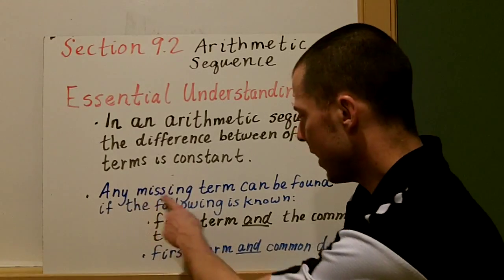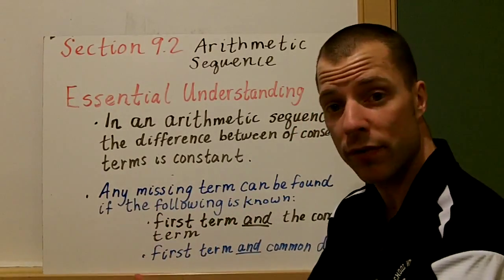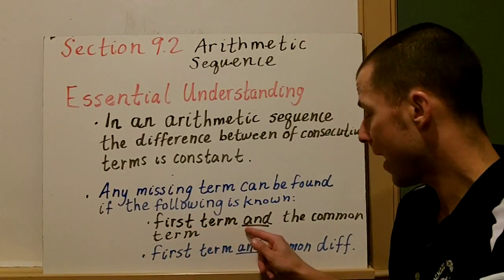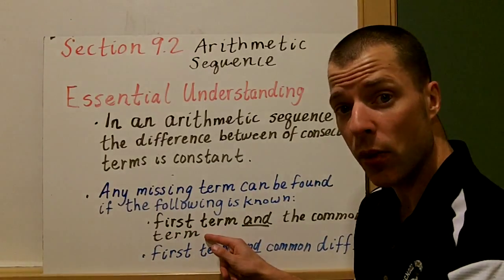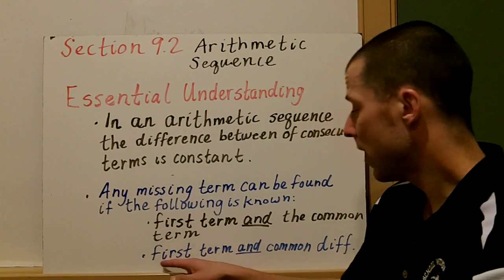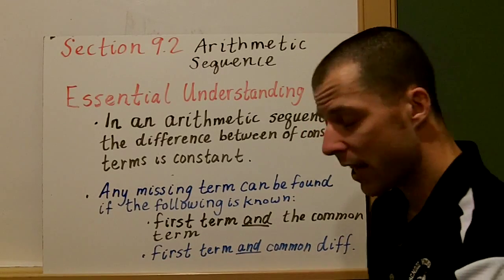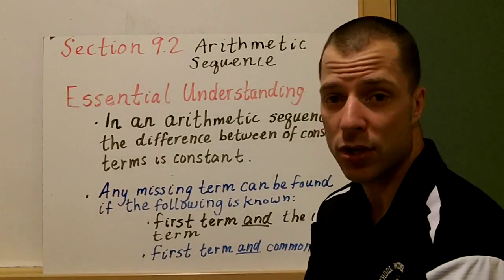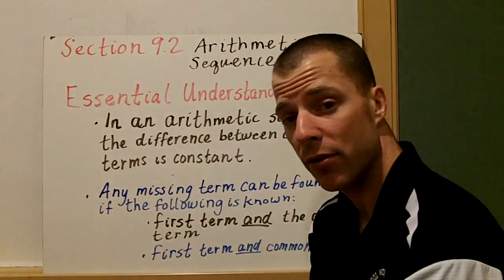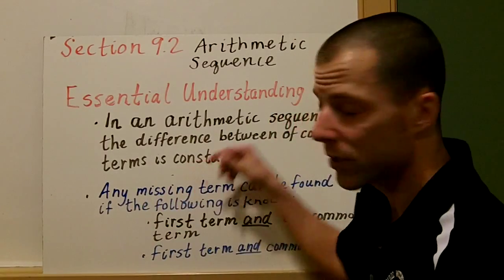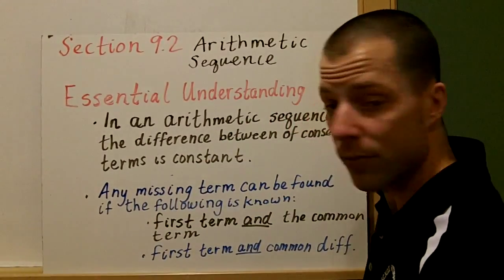And you can also note that any missing term can be found if you know the following information. If you know the first term and a common difference, you can find the equation or the rule for that sequence. And secondly, if you know the first term and the common difference, you can also write the equation. So we're going to look at four examples in talking about arithmetic sequences, but let's spend a little more time on what the definition of an arithmetic sequence is.